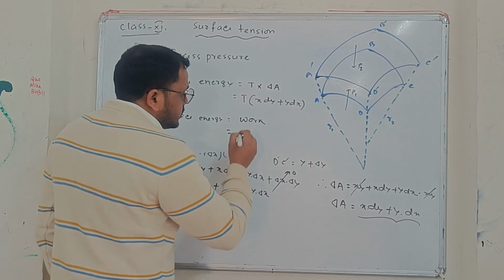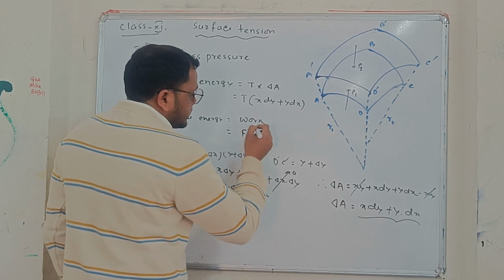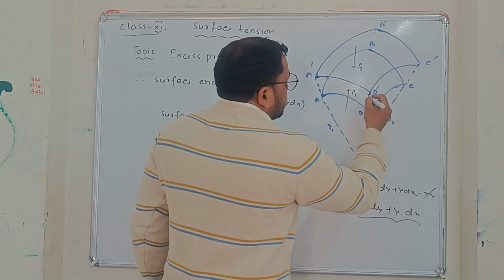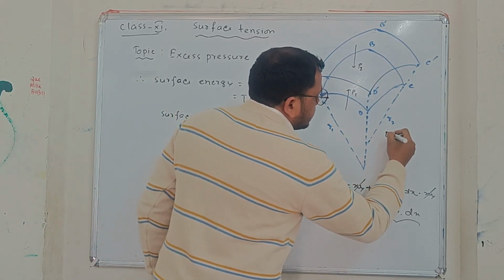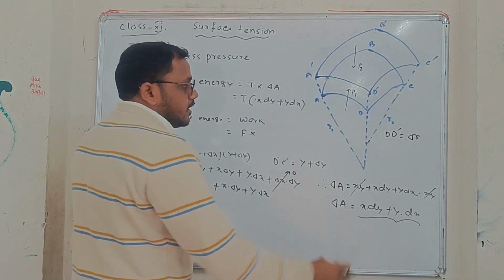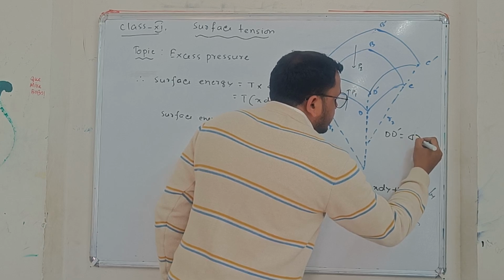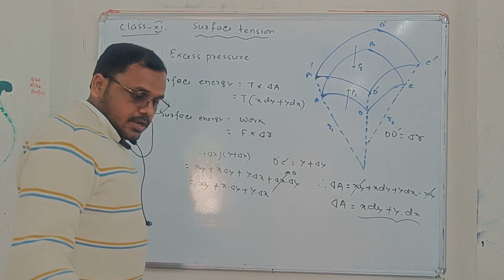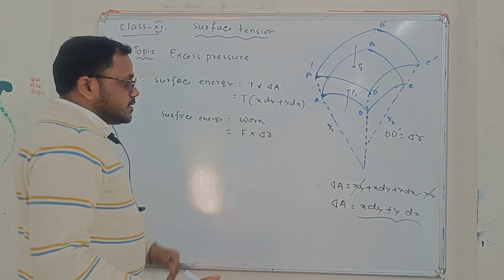So what is the work done? This is force into displacement. Suppose the force is F, and the displacement is from d to d dash, which we consider as delta r. This is the displacement here. Clear? Now see how we can find the surface energy in this method.